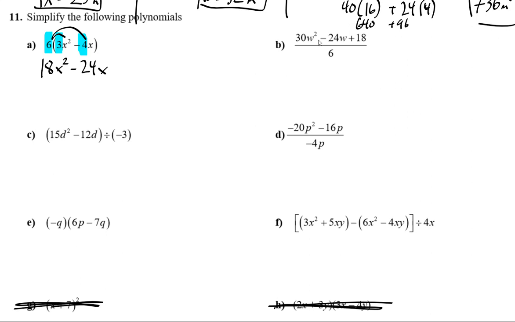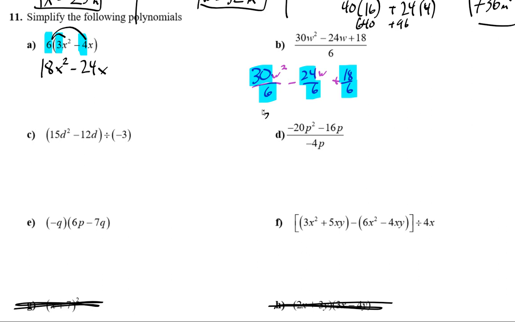Next one. We've got 30w squared minus 24w plus 18 over 6. I'm going to rewrite this as 3 separate fractions. Each one, I'm going to look at the number part. 30 over 6, 24 over 6, and 18 over 6. I'm going to simplify that. There's no letter on the bottom, so I can't do anything there.